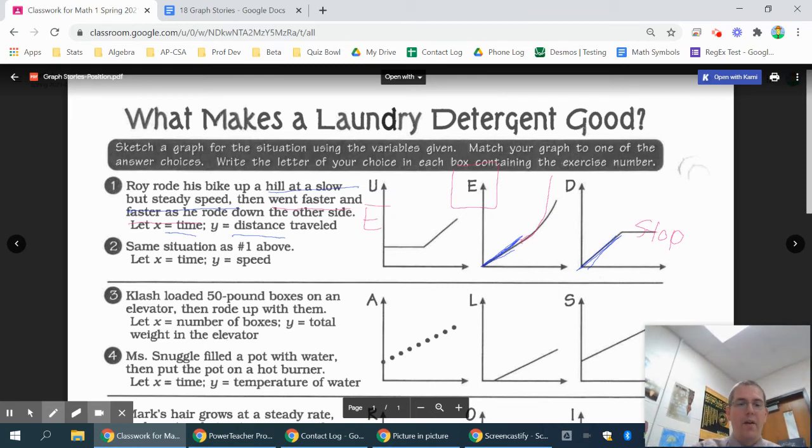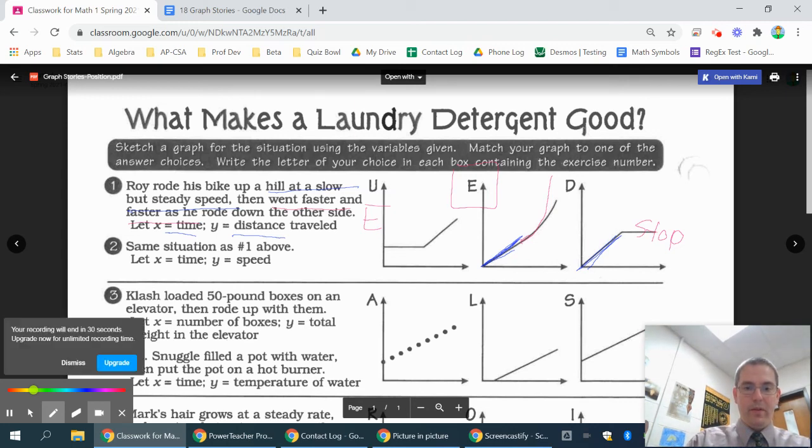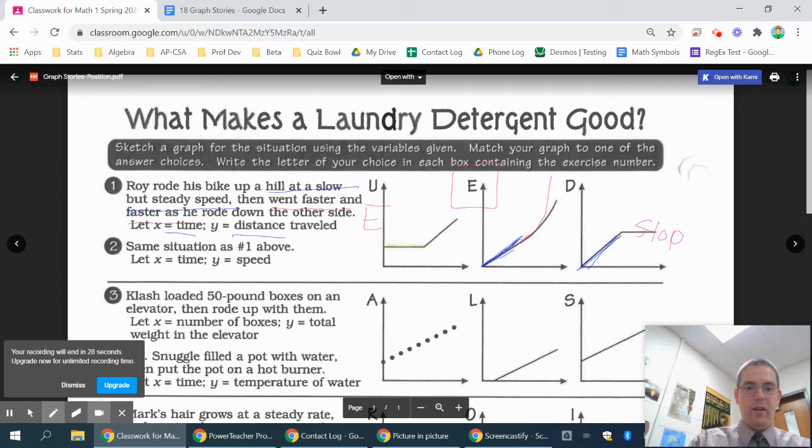Now for number 2, you're taking a look at Roy, but this time instead of saying it's time and distance, we're going to say it's time and speed. So time and speed, basically his speed starts off at a certain amount. So that would be this. And then it increases as he goes. So that would be this. So I think this one would be graph U.